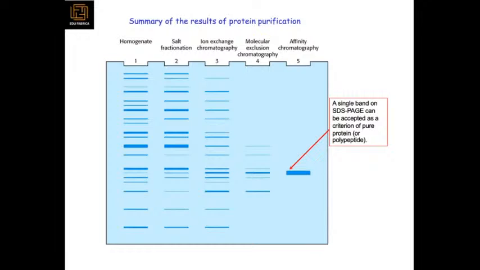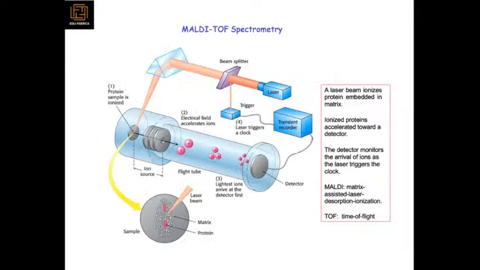So these are the results of the protein purification, single SDS. So this is the homogenate, salt fractionation, ion exchange, molecular exclusion. This is affinity. So affinity seems to be quite specific as compared to other techniques. Then comes the end part, that is your MALDI.